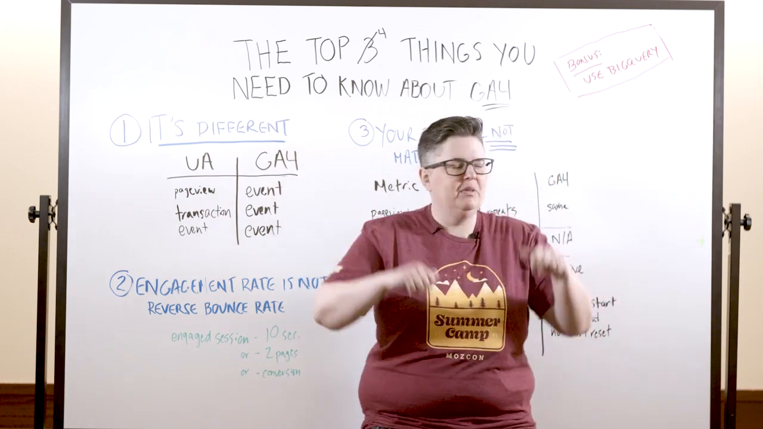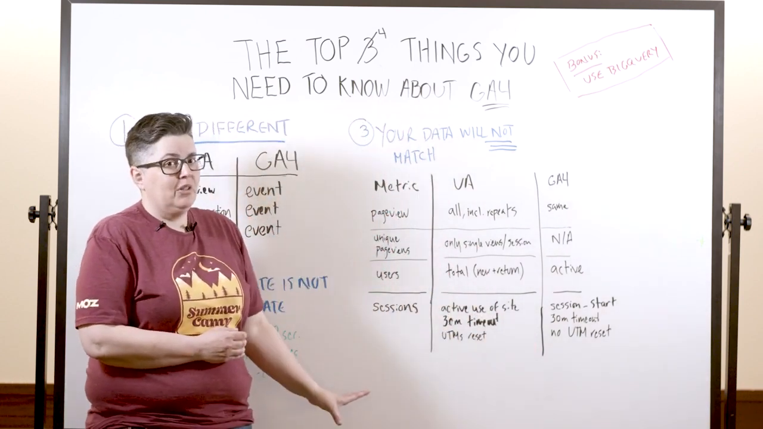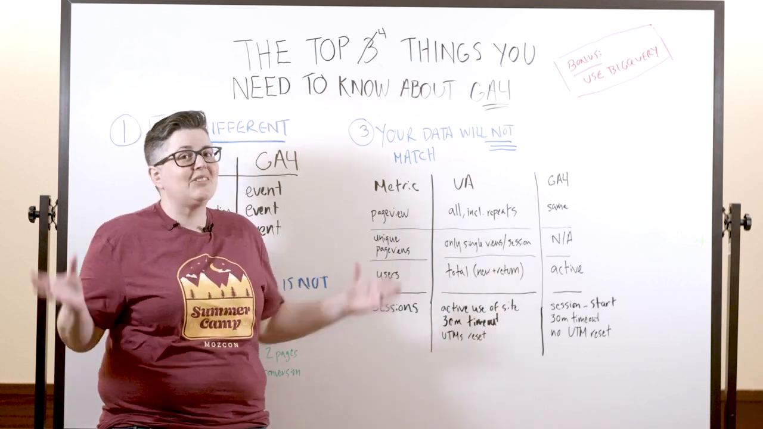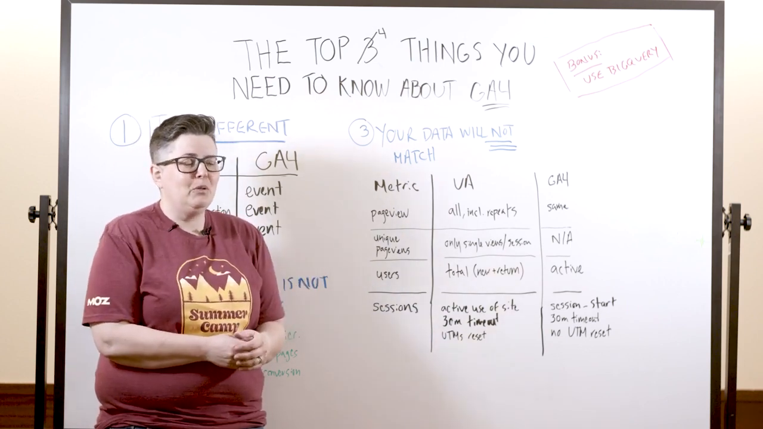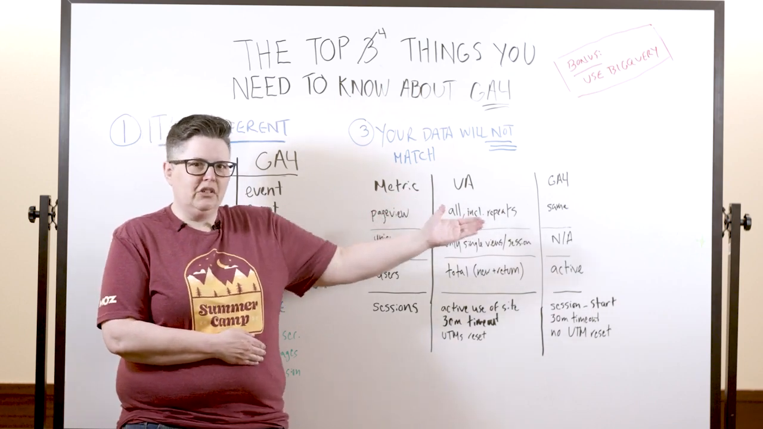All right, so next thing. Your data is not going to match. And this is stressful because you've been reporting on UA data for years. And now all of a sudden it's not going to match. And people would be like, but you said there was 101 users. And today you're saying there was actually 102.